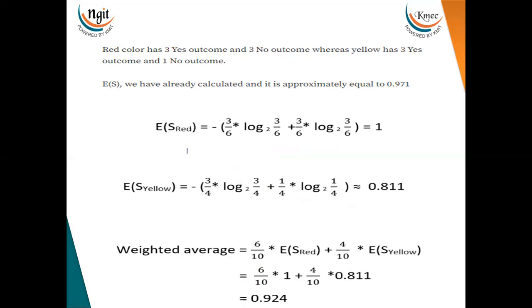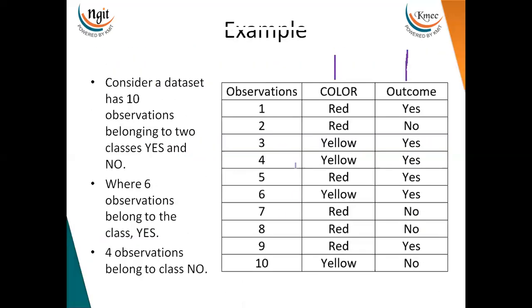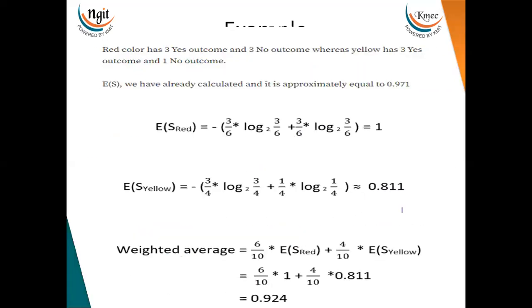So you can observe that in our data set, how many red values are there? 6. How many yellow values are there? 4. Okay, so out of 6 red values, how many yes are there? 1, 2, and 3. And how many no are there? 3 no's. And out of 4 yellow values, how many yes are there? 1, 2, and 3 yes, and 1 no.